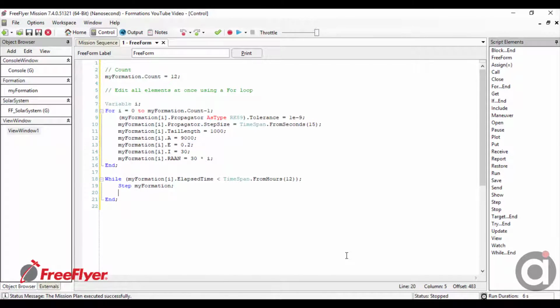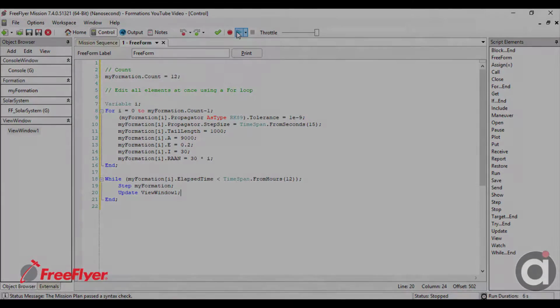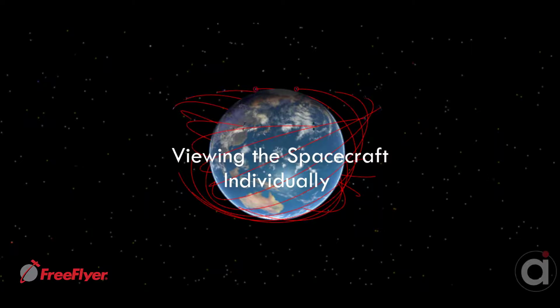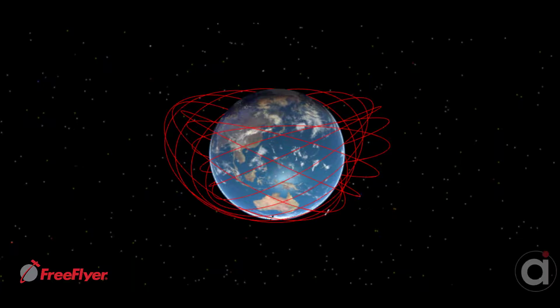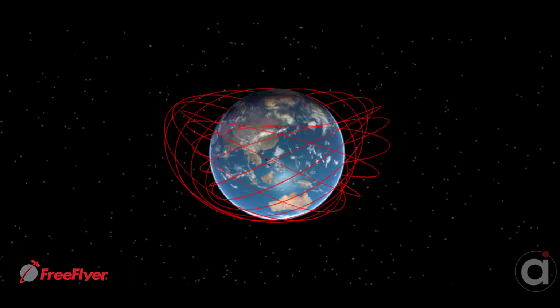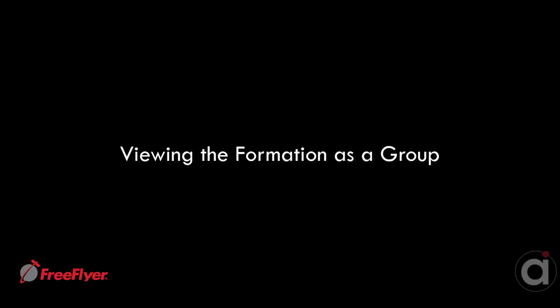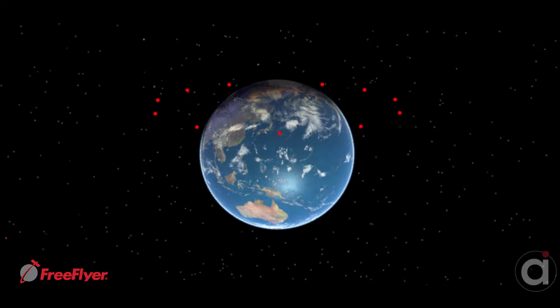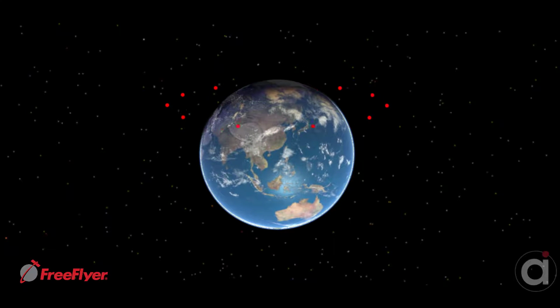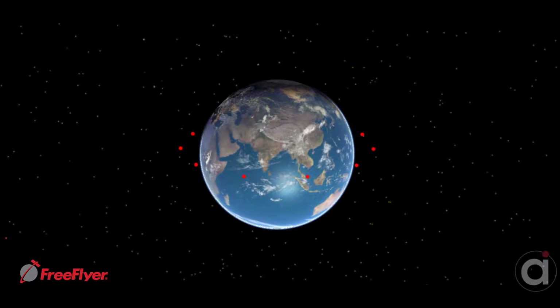Looking back at the script, the last thing we must do before running the mission plan is, inside a while loop, step our formation and update the view window. When you finish that, you're ready to run the mission. Here we can see the formation we configured, with a 30-degree inclination and the orbital planes separated by 30 degrees in right ascension of the ascending node. This is what the same formation looks like when we visualize it as a group of points.